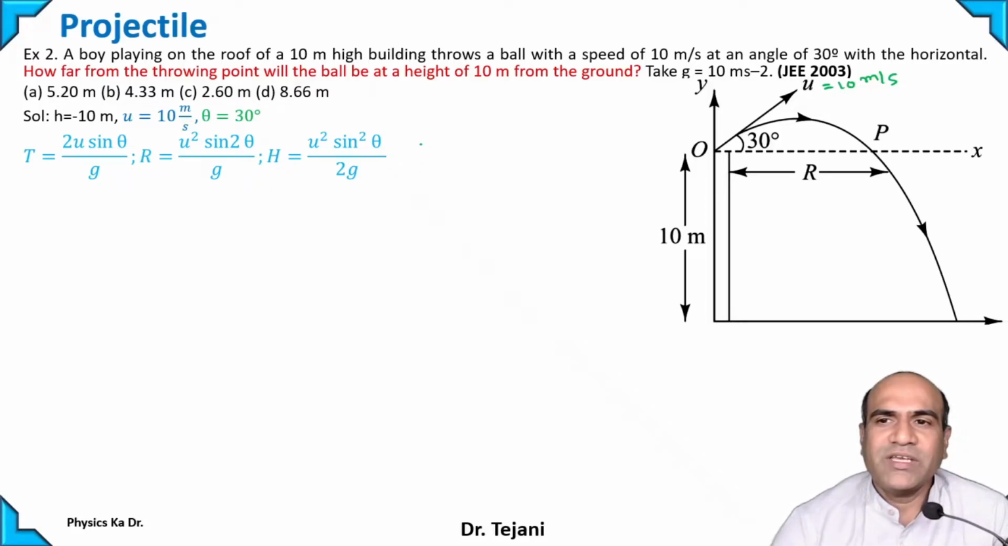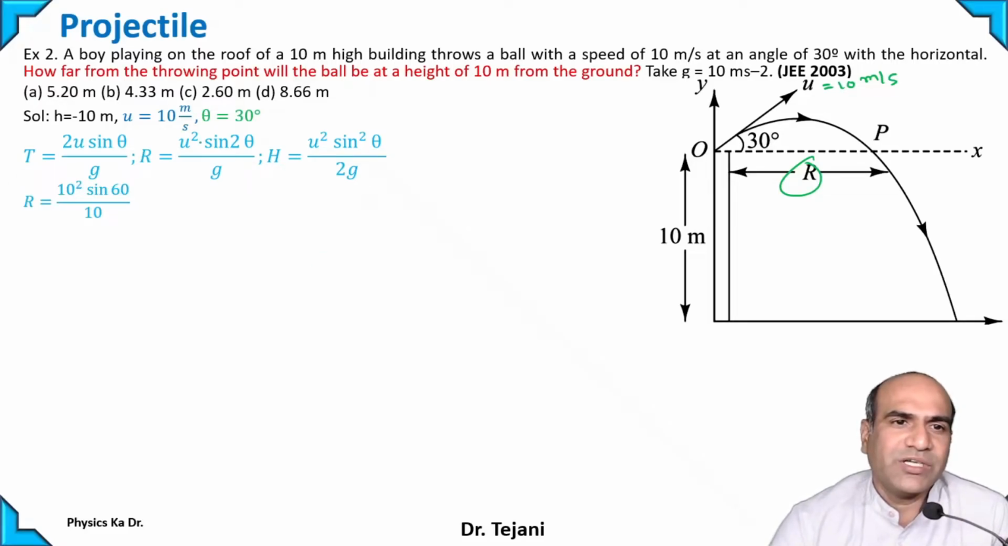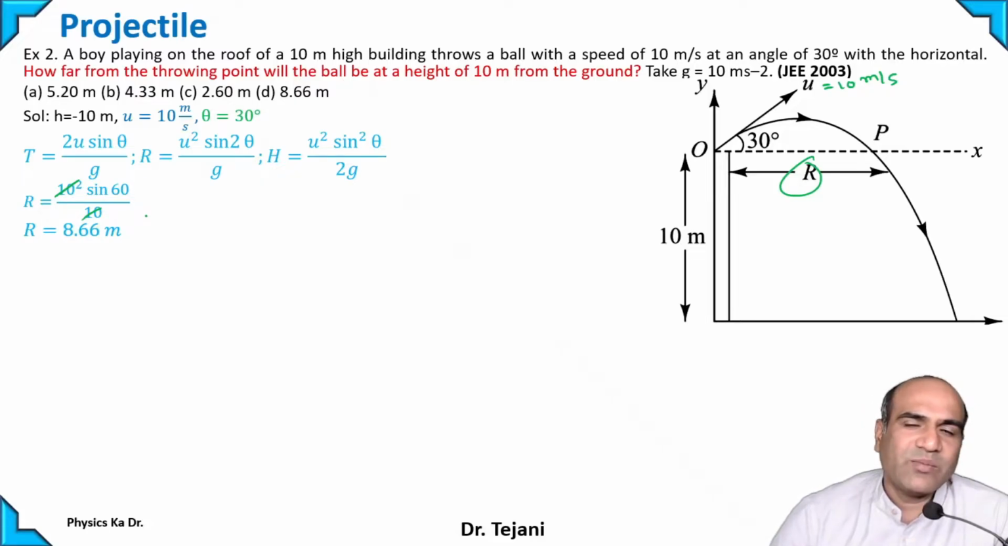So here what we need is the range R. So let's take R is equal to u square sine 2 theta by g. u is 10, so 10 square sine 2 theta, that is 2 multiplied by 30, that becomes 60, and g is 10. So 10 is cancelled and R is equal to 8.66 meter. Is it given? R is the answer. D is the correct one.